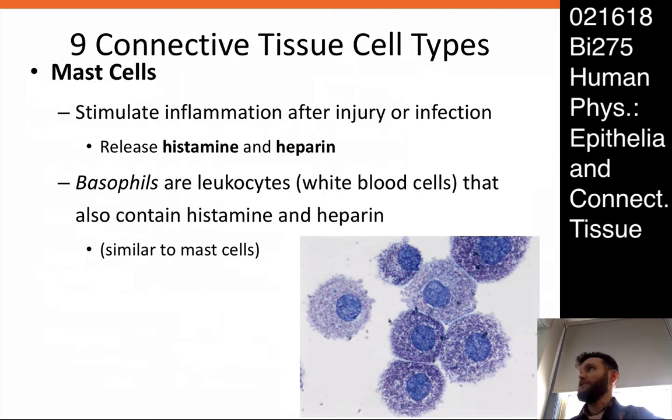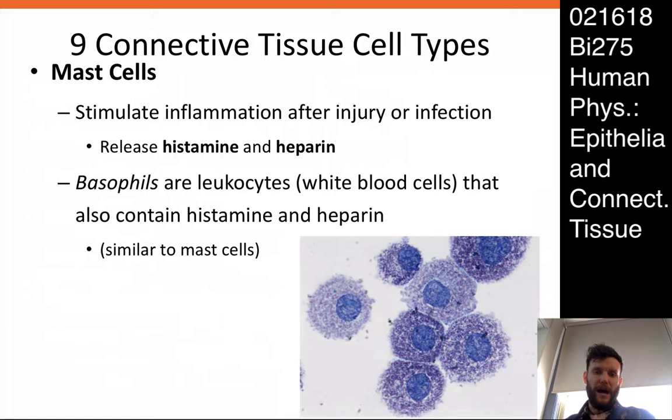All right, mast cells. So I gave you these 9 cell types. This is all super general, and there are a lot of gradations and subcategories of each of these. Mast cells are a kind of pro-inflammatory cell that are going to release various inflammatory cues like histamine or heparin in response to an injury or infection or what have you.